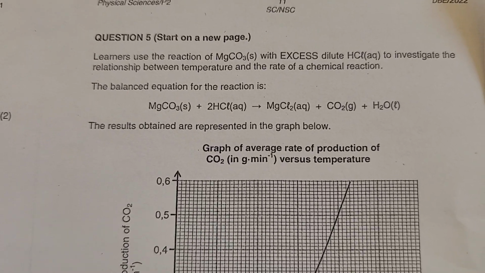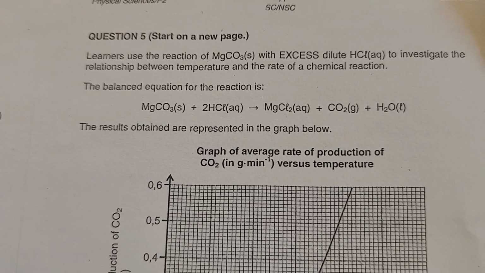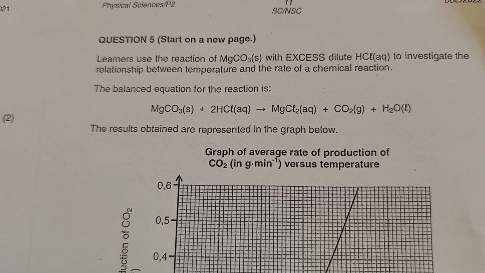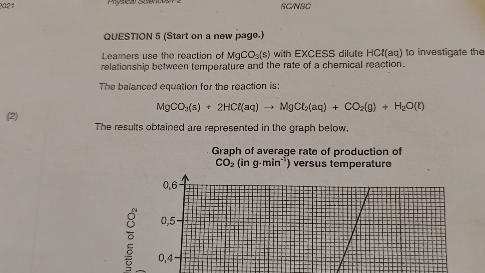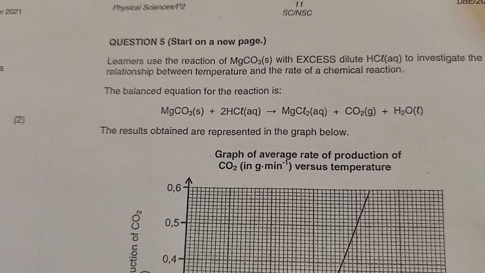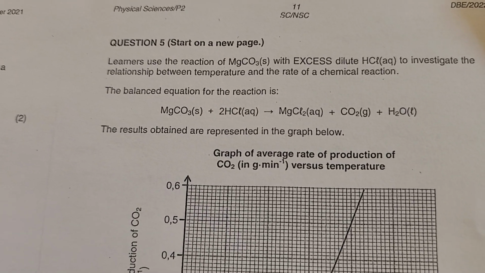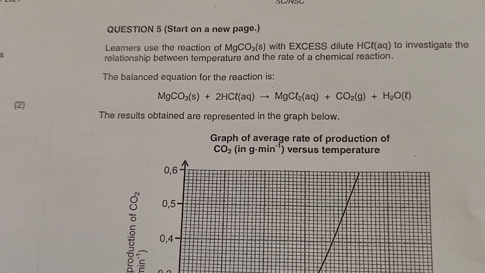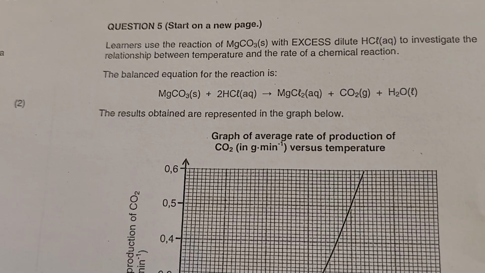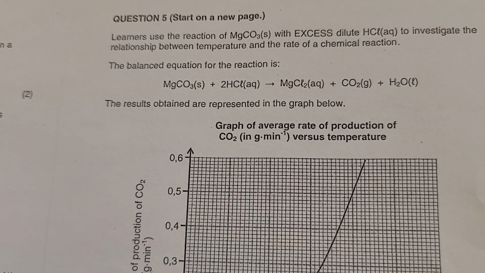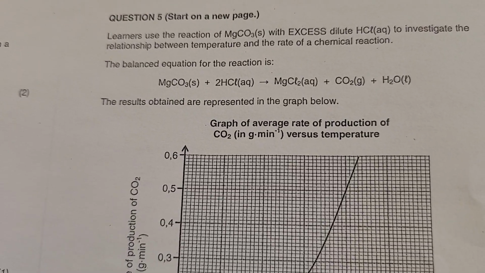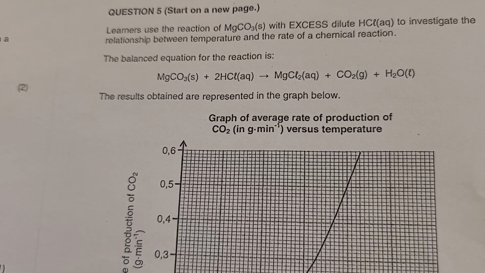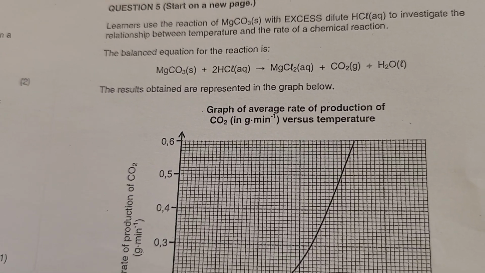It says, learners use the reaction of magnesium carbonate with excess dilute hydrochloric acid to investigate the relationship between temperature and the reaction rate. Remember, in this section, all the 5 factors that affect the reaction rates are independent variables, and there's only one dependent variable in this section, which is reaction rate. The balanced equation is given: magnesium carbonate reacts with 2 moles of HCl to form 1 mole of magnesium chloride, 1 mole of carbon dioxide, 1 mole of water.